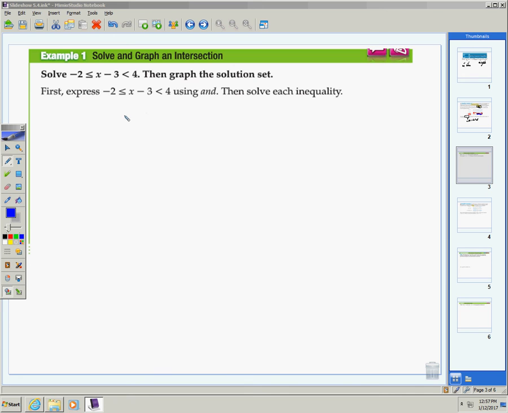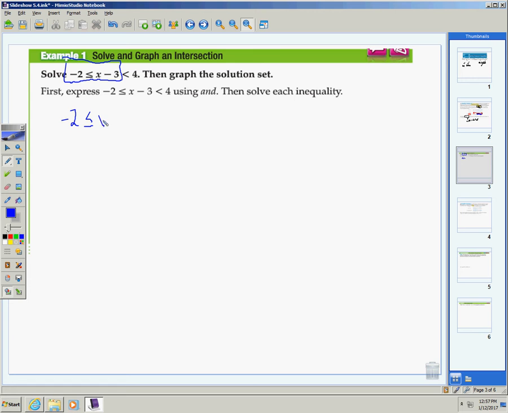We're going to solve and graph an intersection. And notice, there's no words here. We've got -2 is less than or equal to x minus 3 and is less than 4. So we're going to rewrite this using the word and, because whenever there's no words, we're going to use the word and. So if we look here, we've got our first inequality.